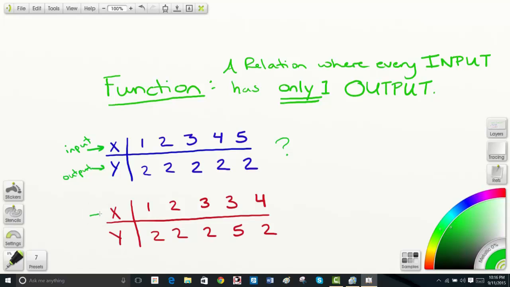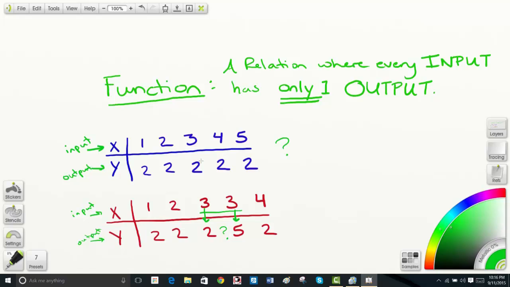Second example, in the red, we have inputs of 1, 2, 3, 3, and 4. So we've got another case of repetitiveness here, which we're going to think about. And our output, or our range, is 2, 2, 2, 5, and 2. So specifically, 1 will give us 2, 2 will give us 2, 3 will sometimes give us 2 and sometimes give us 5. So that's a little weird, right? If I plug in 3, I might get 2 or I might get 5, and there's nothing to tell us when I get 2 and when I get 5. And then an input of 4 has an output of 2. So, which example is a function?